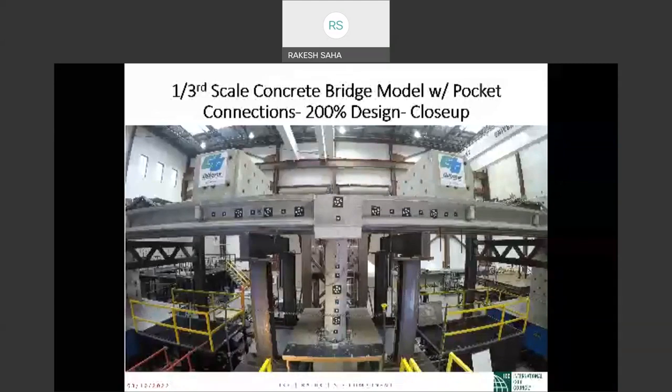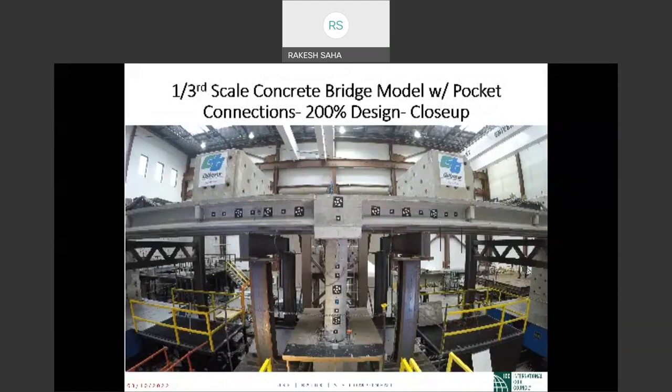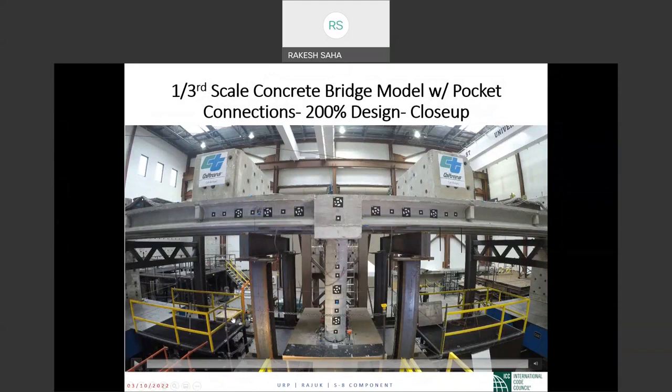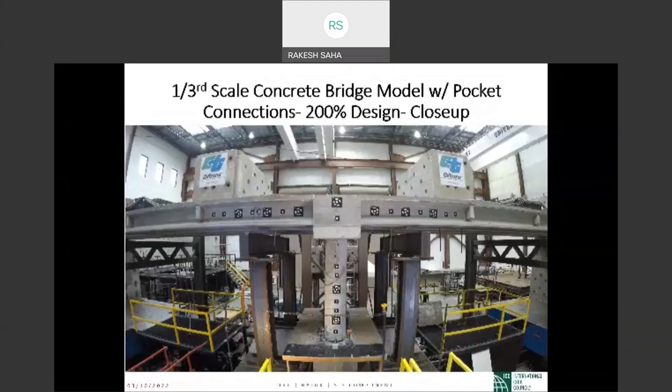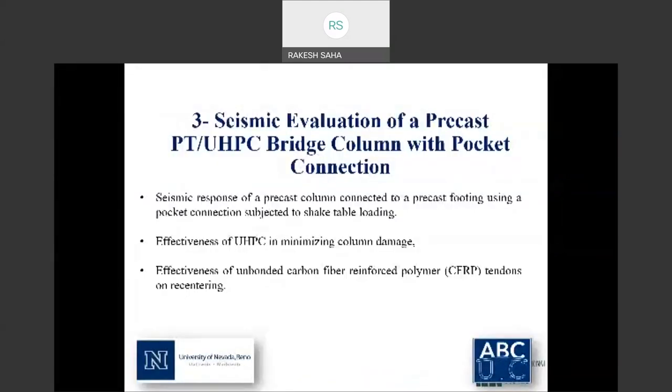So there was some plastic hinge damage. Part of the concrete, of course, fell from the plastic hinges, and you saw that in the video, but again, no connection damage. There was no concern about the structural safety here. And the bridge maintained its integrity, even though we went twice the design load. Okay, now let's go to the next slide on the third topic.